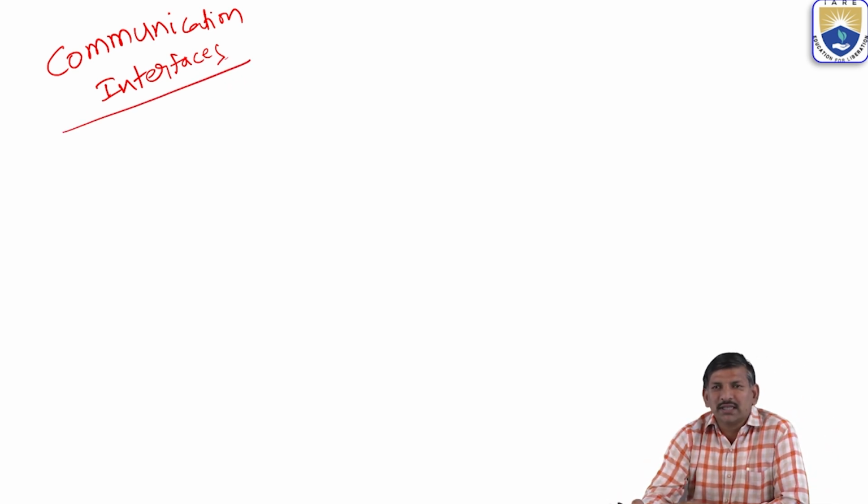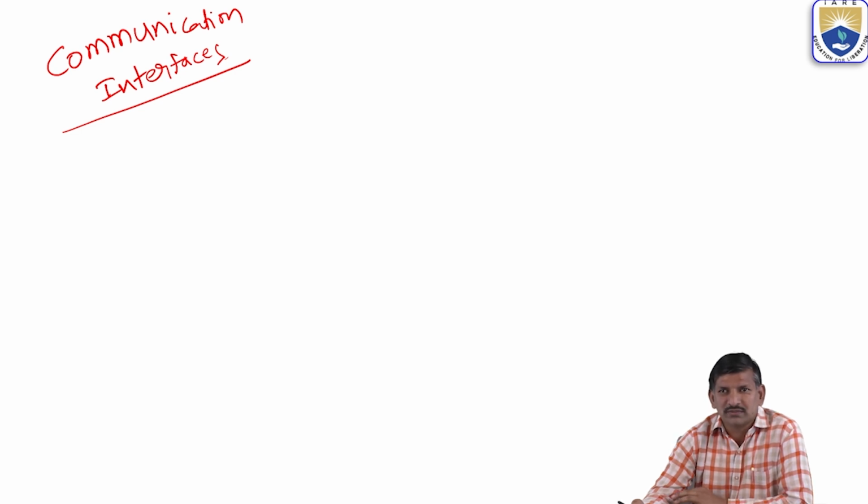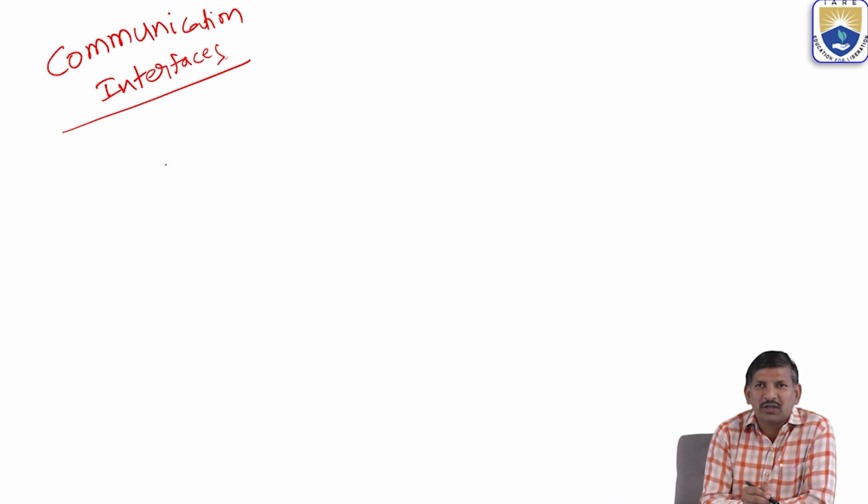Communication means sharing the information from one point to another point, or one to many. Based on different parameters, we classify communication into different types. One parameter is the way of communication. From the way of communication point of view, the first type is simplex.